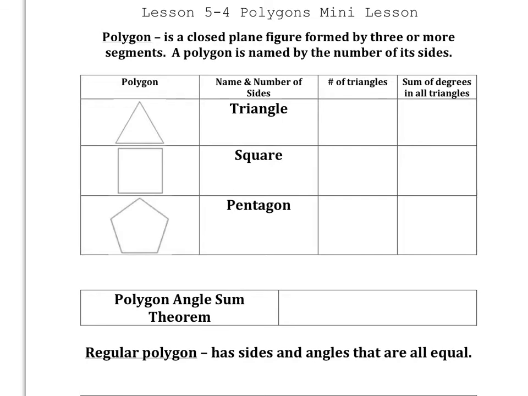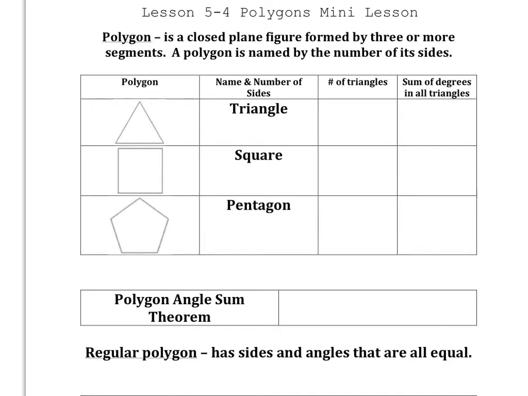So a few key words there. Closed, meaning there's no openings or gaps. Plane, meaning two-dimensional. And then formed by three or more segments. That's obviously the case because in order for it to be a closed figure, you would need a third side to close it off. So 3 is the minimum. And a polygon, of course, is named for its number of sides.